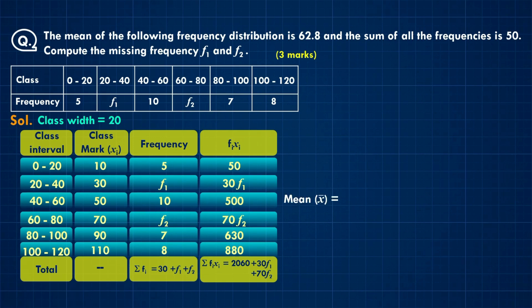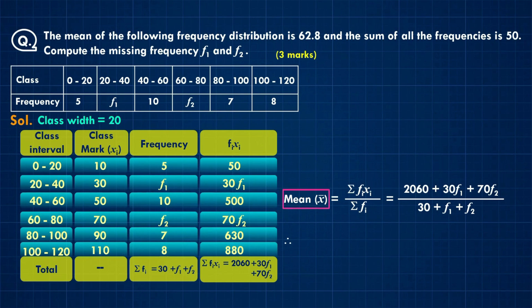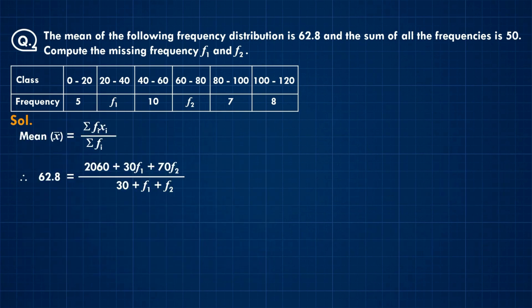So we know that in the direct method, the mean x bar is equal to summation of fi xi divided by summation of fi. Now summation of fi xi we already got, that is 2060 plus 30 f1 plus 70 f2, and summation of fi is equal to 30 plus f1 plus f2. Now in the question the mean is given, so x bar is 62.8, which is equal to the entire expression. Now we are going to solve this.